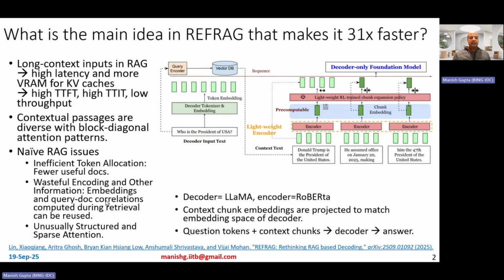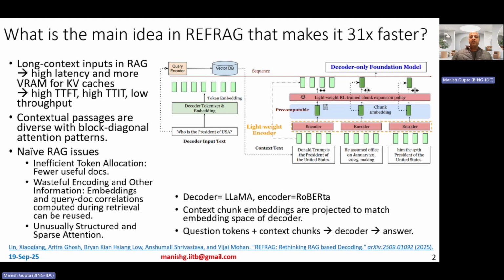The third thing is unusually structured and sparse attention. RAG is typically treated as standard LLM generation, but the RAG context has these block diagonal attention patterns, where documents have unusually structured and sparse attention.